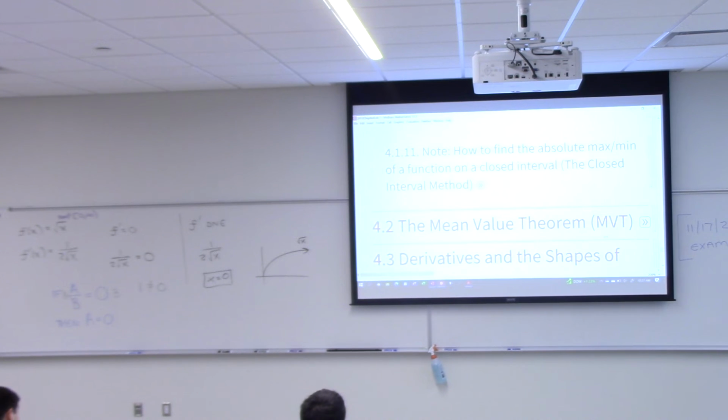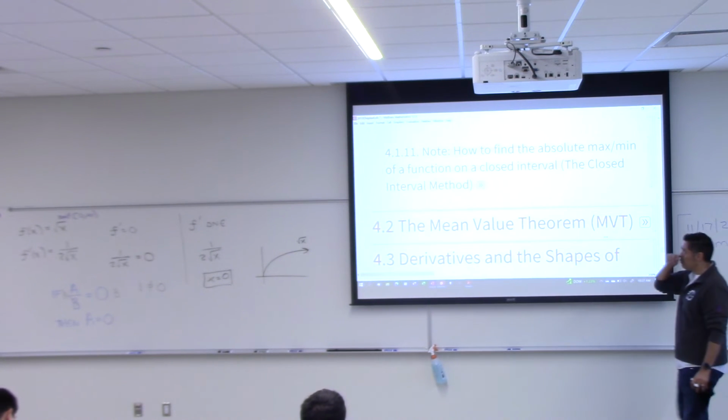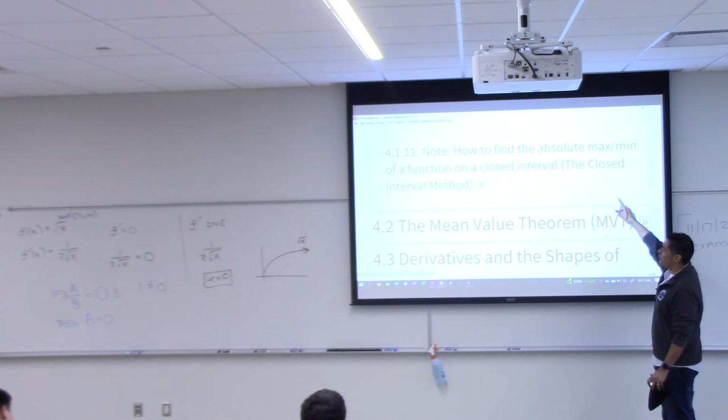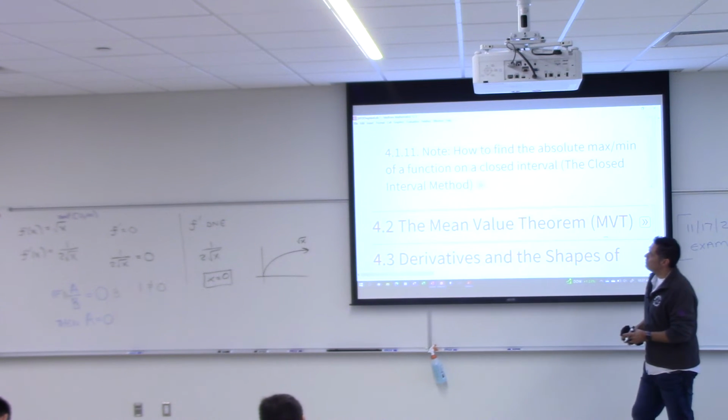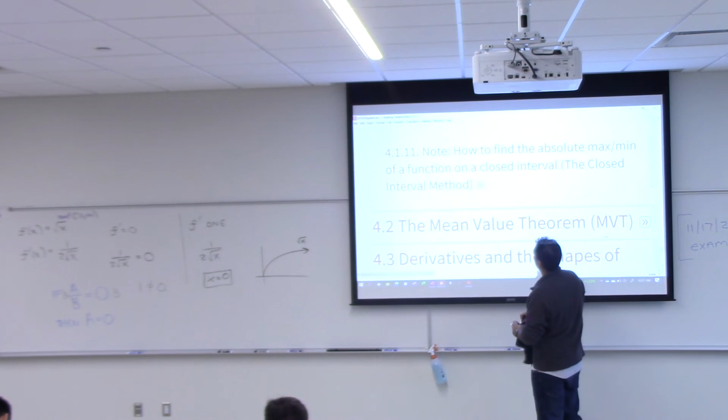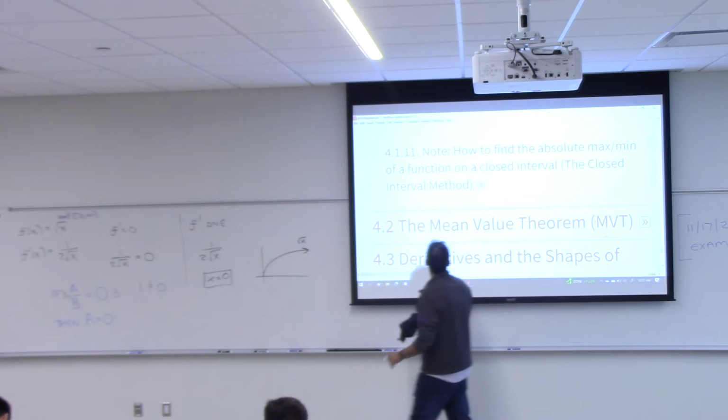This is the most important note today, right here. This is what I refer to as the closed interval method: how to find the absolute maximum and minimum values of a continuous function on a closed interval.